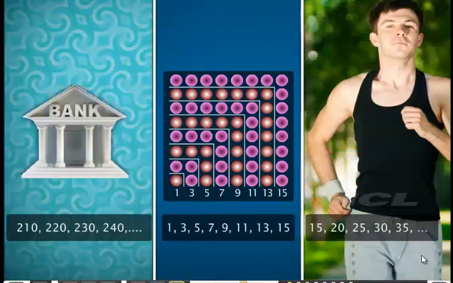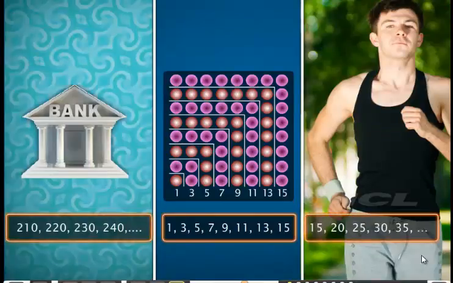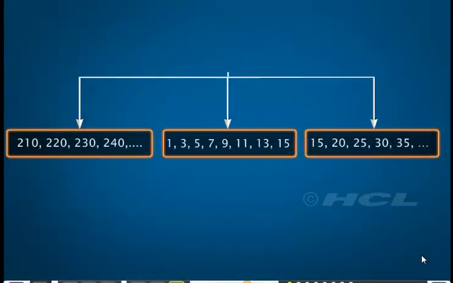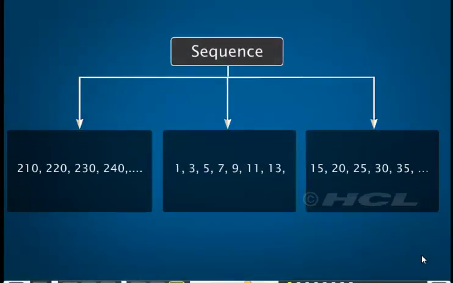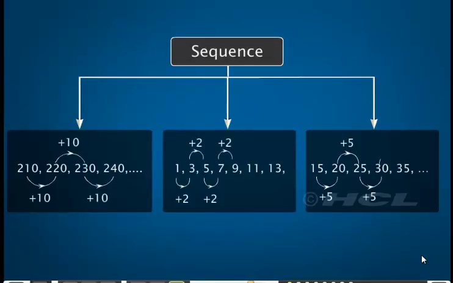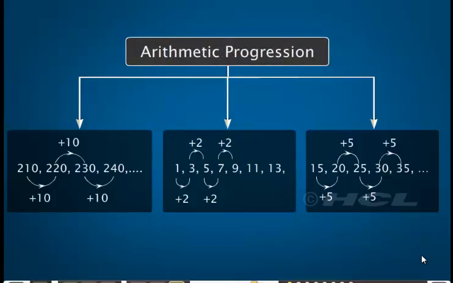Now look at the pattern of the sequence of numbers in each situation. In each situation, you can see that each term after the first term is obtained by adding a constant to the preceding term. Do you remember that such sequences are known as arithmetic sequences or arithmetic progressions? Let's explore arithmetic progression a bit further.